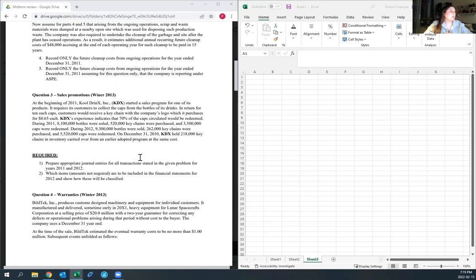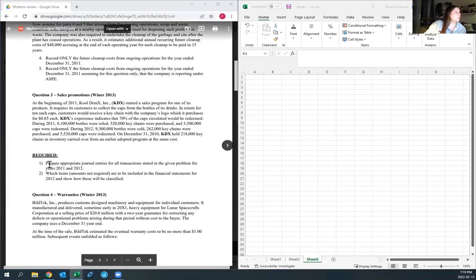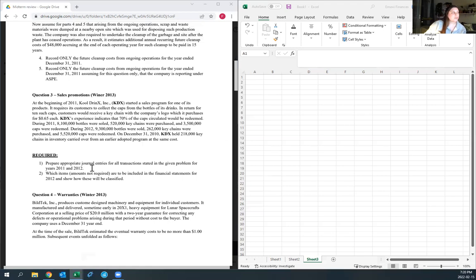During 2011, 8.1 million bottles were sold, 520,000 keychains were purchased, and 3.5 million caps were redeemed. During 2012, 9.3 million bottles were sold, 262,000 keychains were purchased, and 5,520,000 caps were redeemed. On December 31st, 2010, the company held 218,000 keychains in inventory carried over from an earlier adopted program at the same cost. We're going to first record all the appropriate journal entries for all the transactions for the years 2011 and 2012.